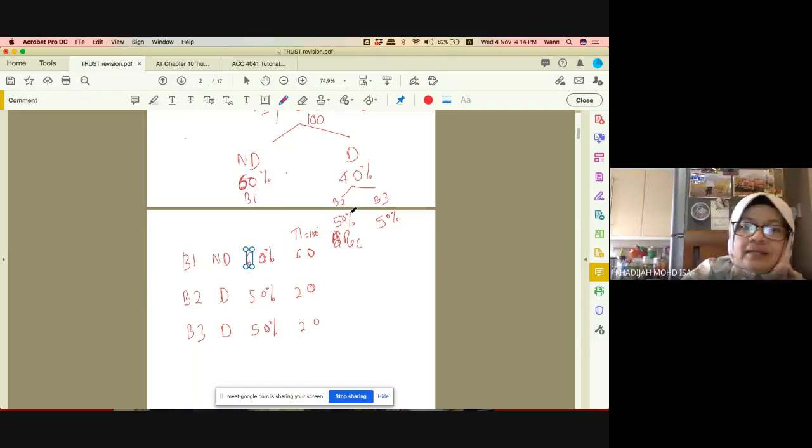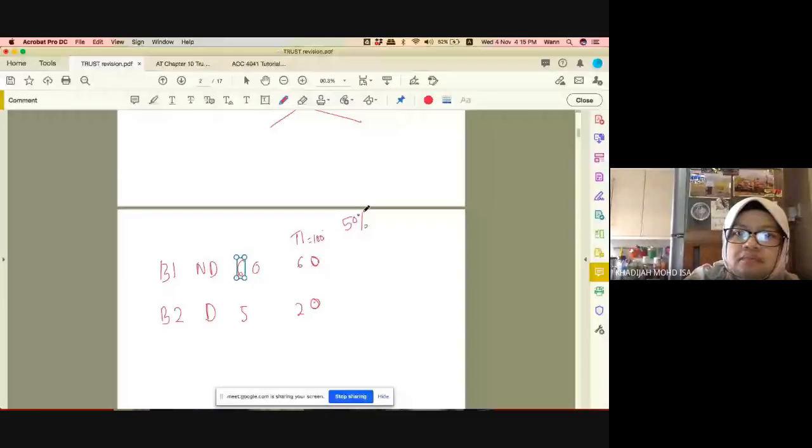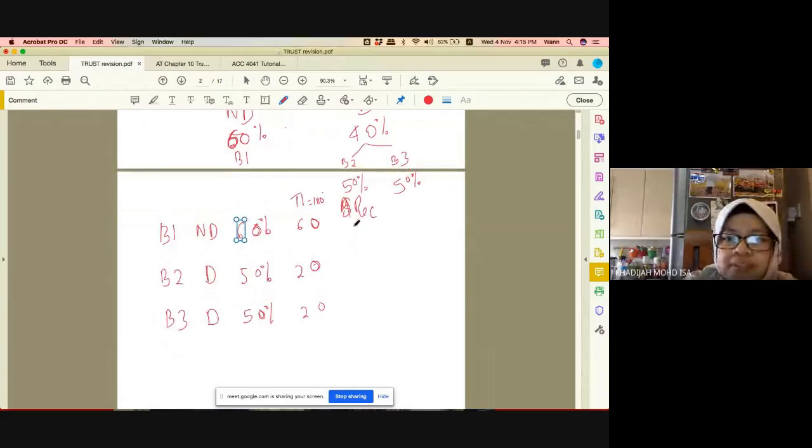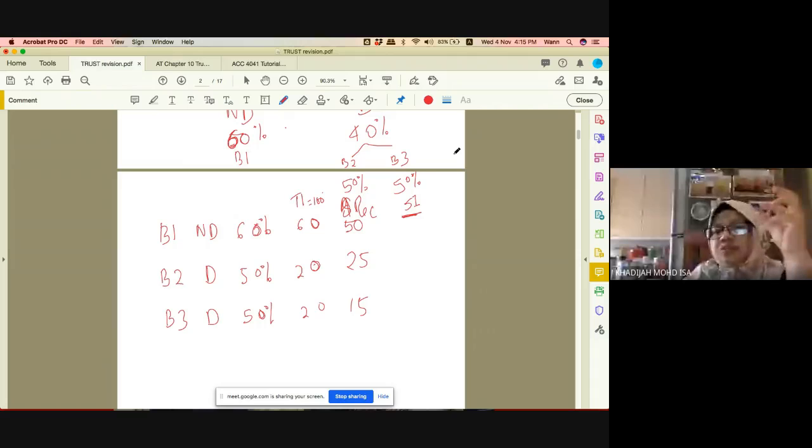How much is that? For example, let's say the amount received by ND is 50. Here is 40 and let's say, so that the difference isn't too big, I make it 25 and 15. Okay. So now you have to decide how much is the statutory income. Because now you have to decide what goes to income tax, which is the statutory income. So how much is the SI for B1?